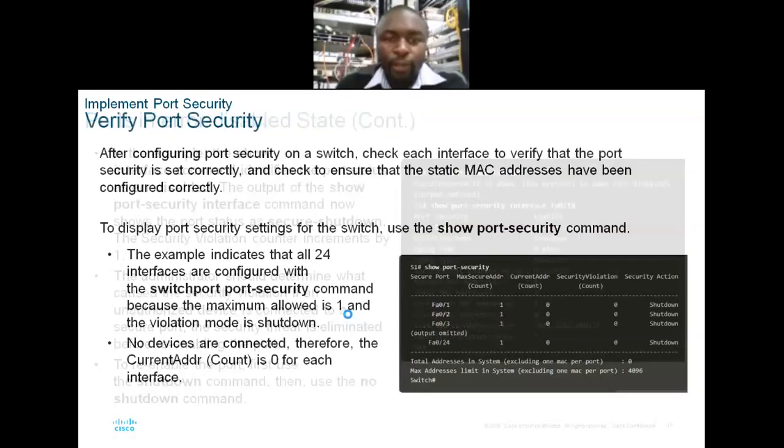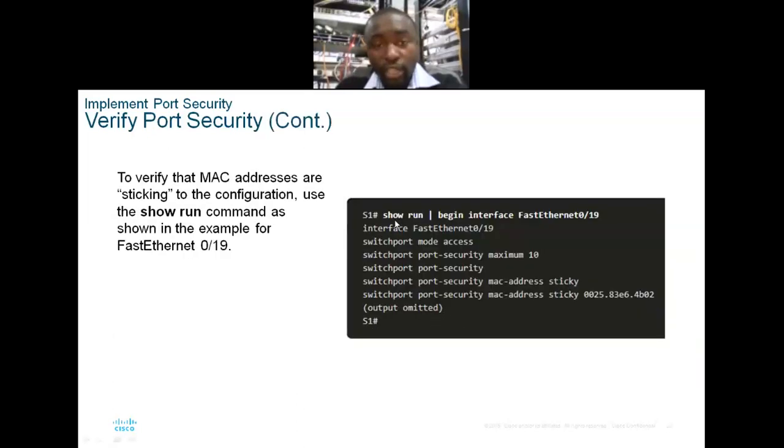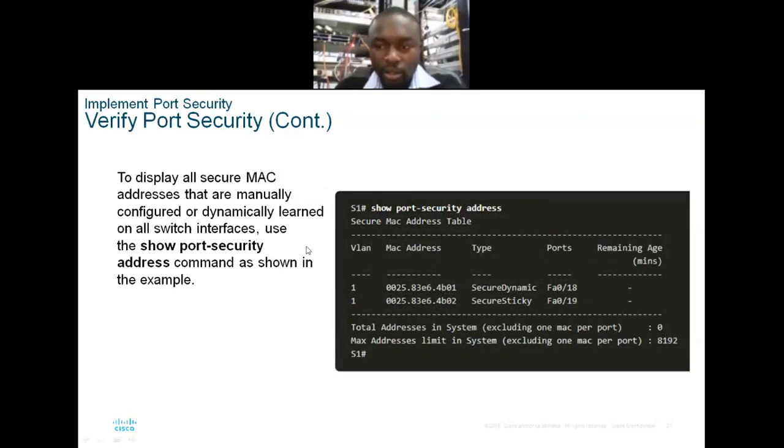Then after configuring port security on a switch, check each interface to verify that port security is set correctly, and check that the static MAC addresses have been configured correctly as well. So to display port security settings for the switch, we use the show port-security command. When we do the show port-security command, it will list the ports on which port security has been enabled, and then it will tell you the violation that has been there. All right. So I think to verify, if you run show run, it's going to give you the details about the port security.